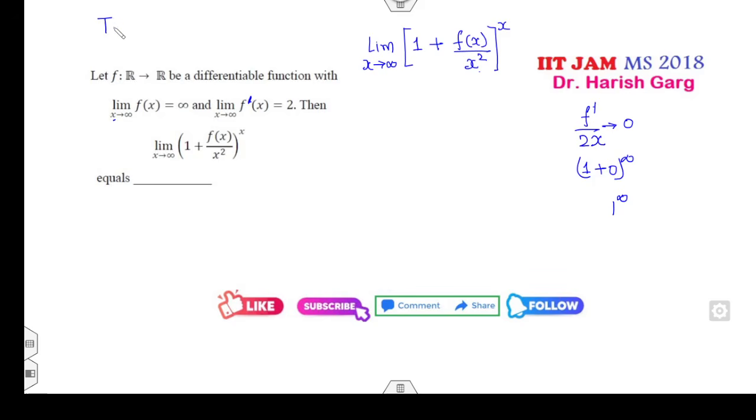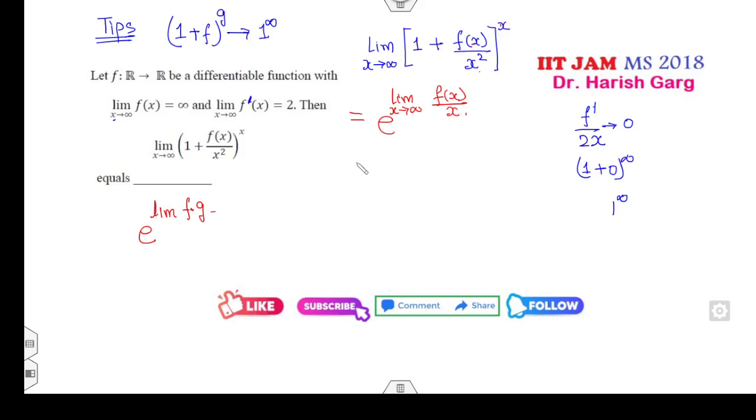So what is the shortcut tip? As I told you, whenever your function is (1 + f) raised to power g and goes to 1 raised to power infinity, you can take the limit of f into g. What did I tell you in the limits lecture? So it is e raised to power limit x approaches infinity of f(x)/x² into x, that is f(x)/x. Again it is infinity divided by infinity form, I can apply L'Hopital's rule, f' divided by 1. The limit of f' is 2, so e² is the right answer of the problem.